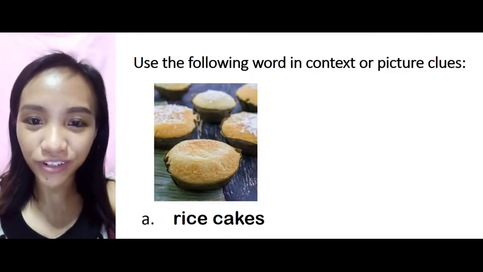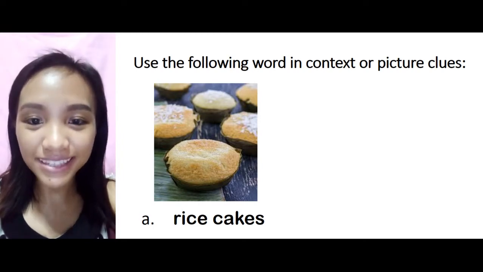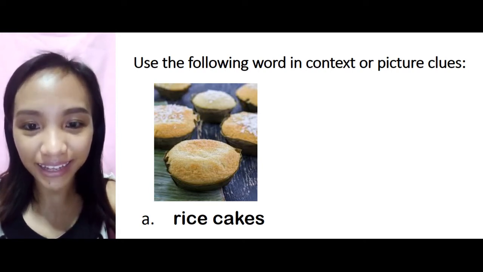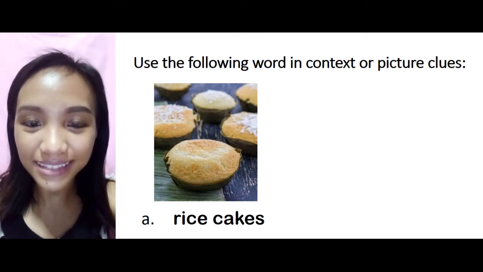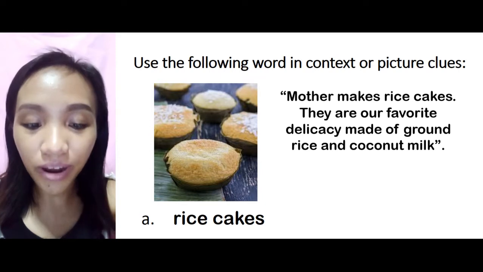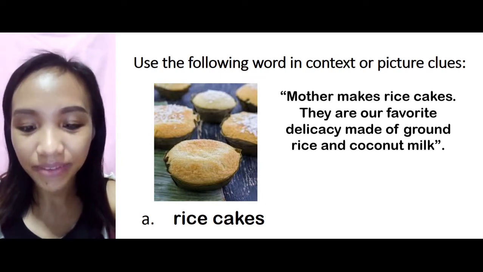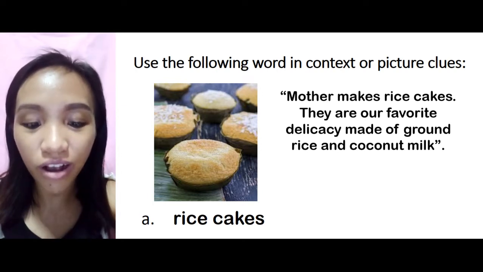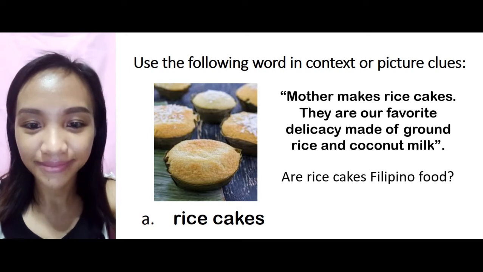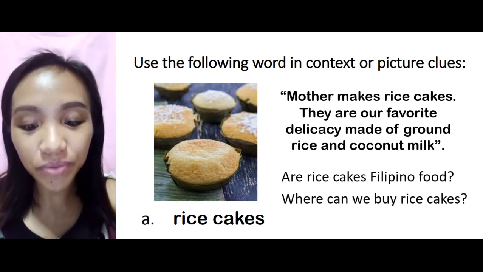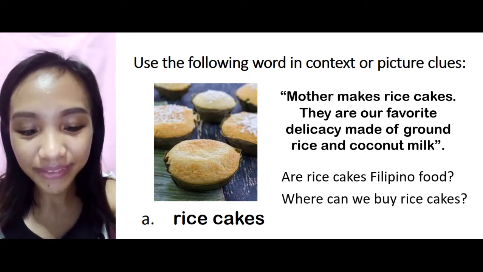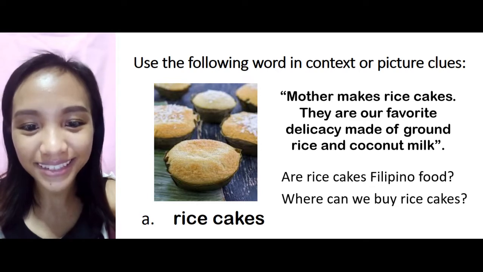In the first picture, you can see rice cakes, or in our local terms, bibingka. Let's use rice cakes in a sentence. Mother makes rice cakes. They are our favorite delicacy, made of ground rice and coconut milk. Are rice cakes Filipino food? Where can we buy rice cakes? I know you know the answers.